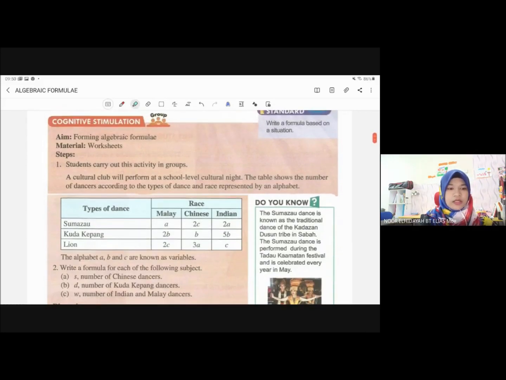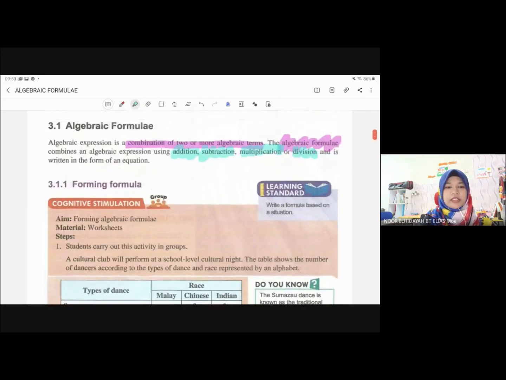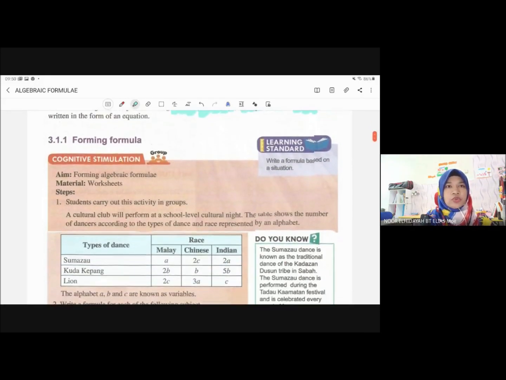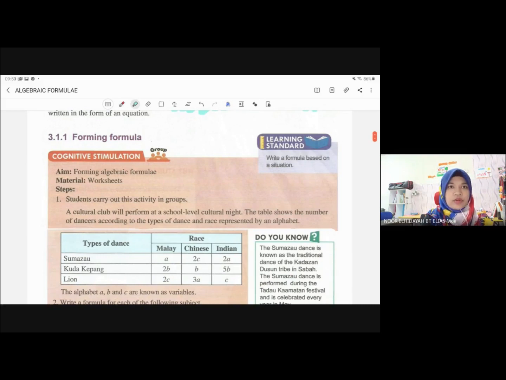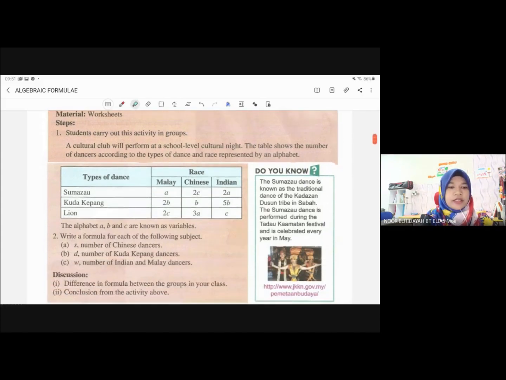Now look at your textbook. The learning standard for this one is to write a formula based on a situation. When it gives you a situation, you can write the formula. Now look at cognitive stimulation in your textbook. The aim is to form an algebraic formula. Now look at this one.